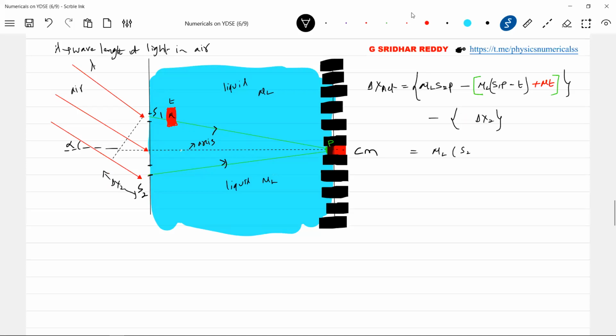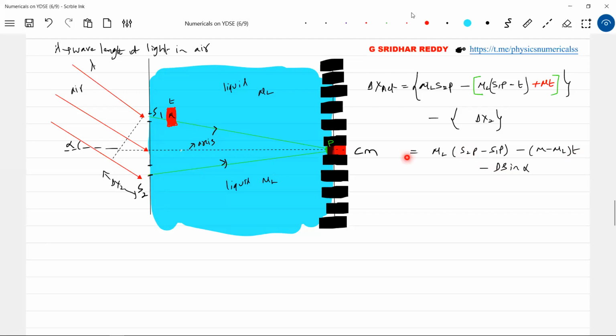Mu L S1P plus mu, mu L. Check once the equations, and delta x2 you can write as d sine alpha. Check once the mathematics here: mu L S2P minus mu L S1P, mu L we took common. Then minus of mu plus mu L. So mu minus mu L times T, that is.